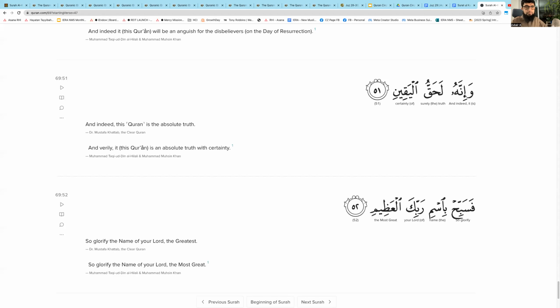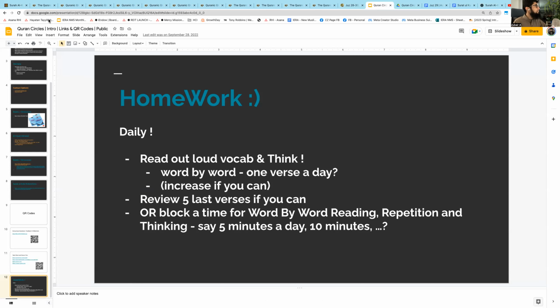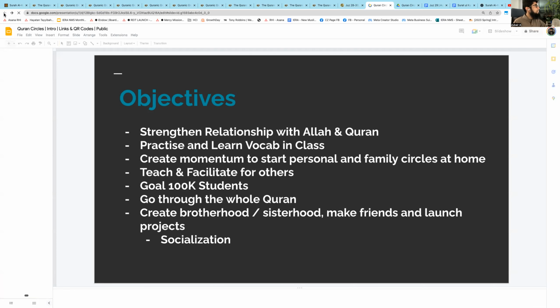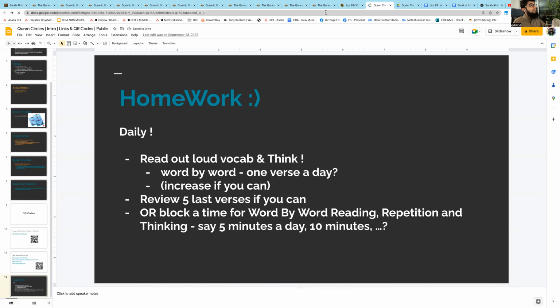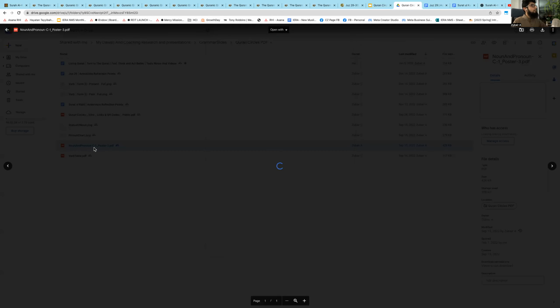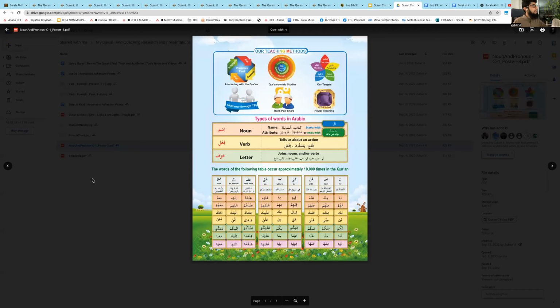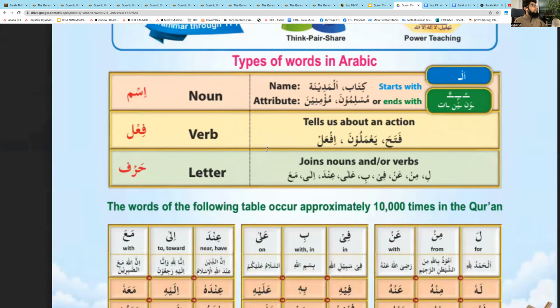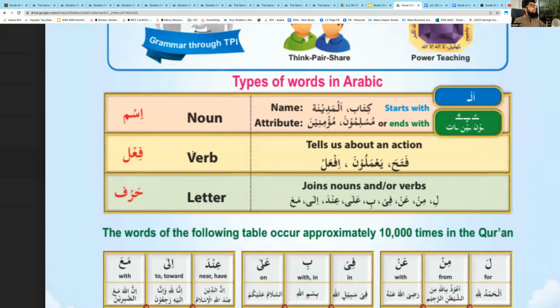We'll go through the verses that we have done today, and we'll also look at one grammar chart today. The grammar chart that we are looking at today is this one. We have a chart for pronouns, sorry. Actually, let's take a look at this. This chart gives you a basic breakdown.